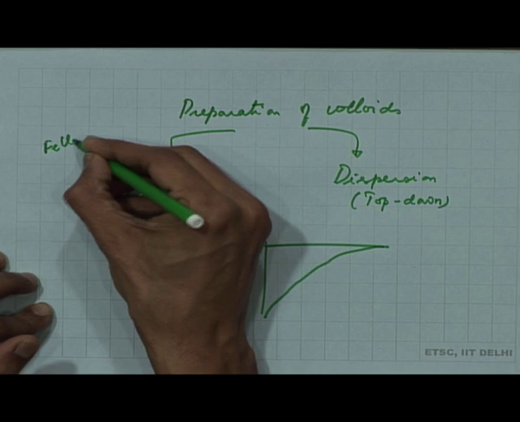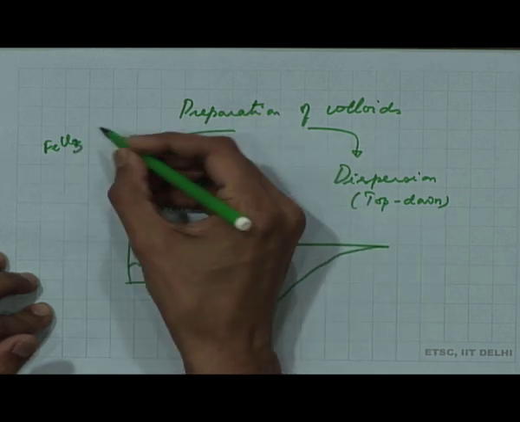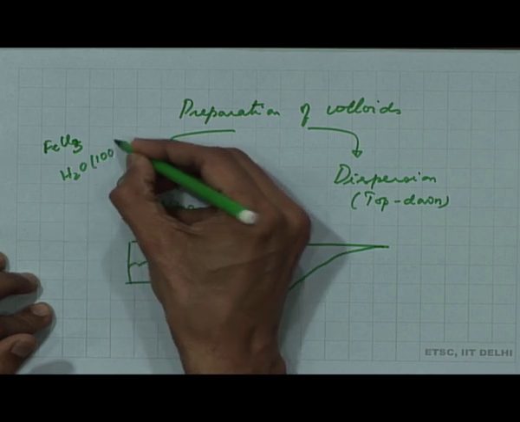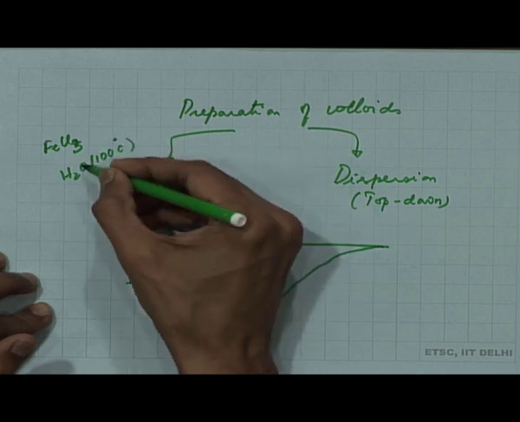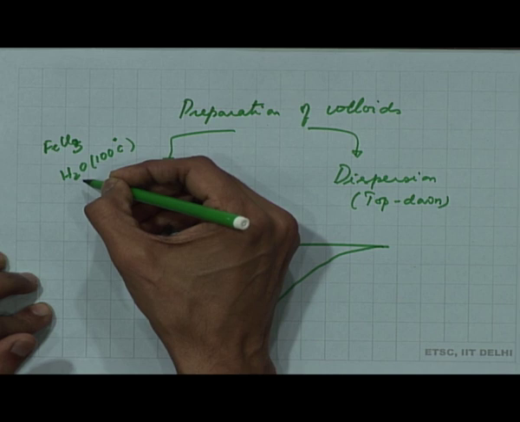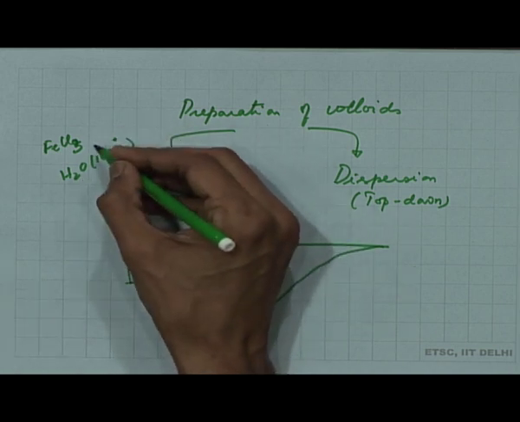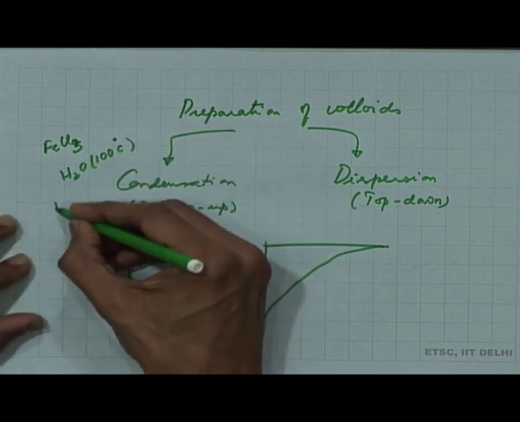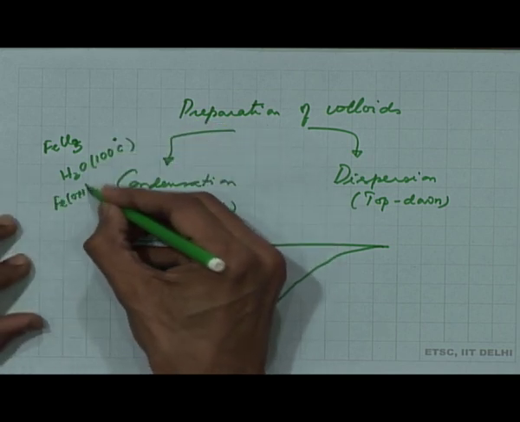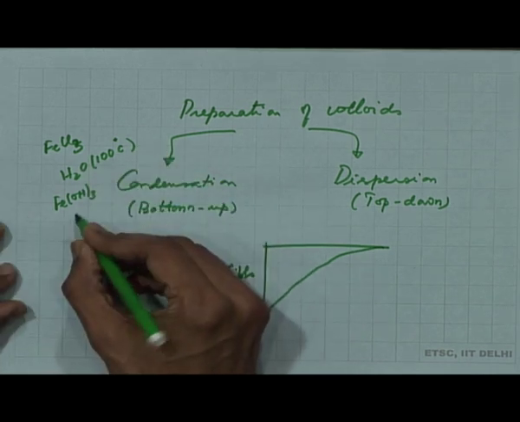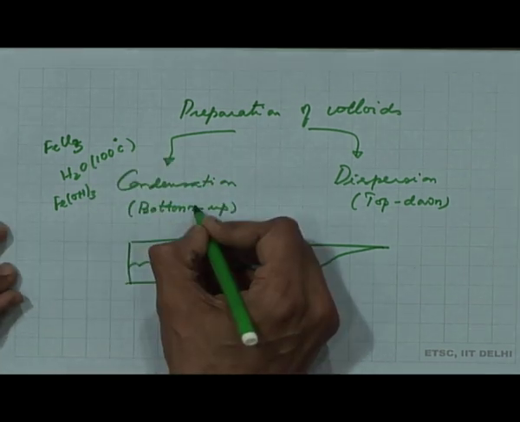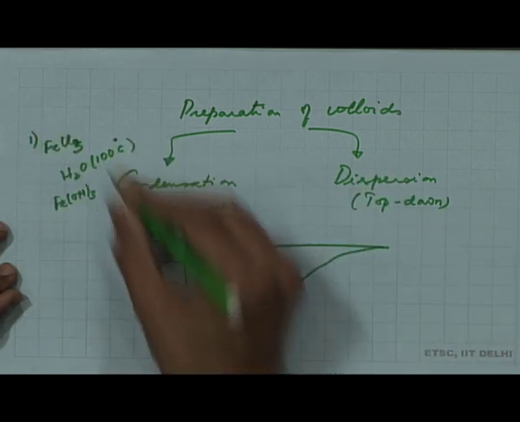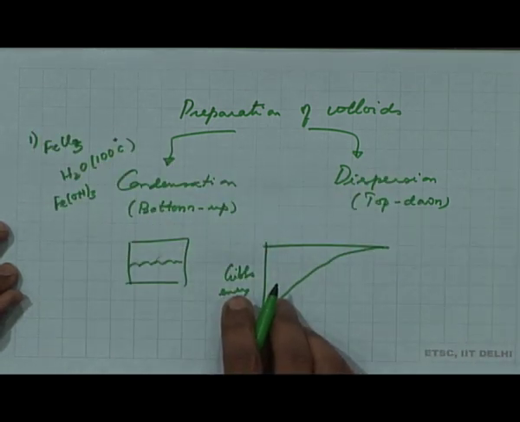If you take ferric chloride and take water and heat it to 100 degrees Celsius and add ferric chloride to it, and maybe sometimes add a little bit of sodium hydroxide, although you do not need to, you will quickly form a ferric hydroxide sol. So, that is an example of a condensation process. So, this is an example of a condensation preparation of a sol.